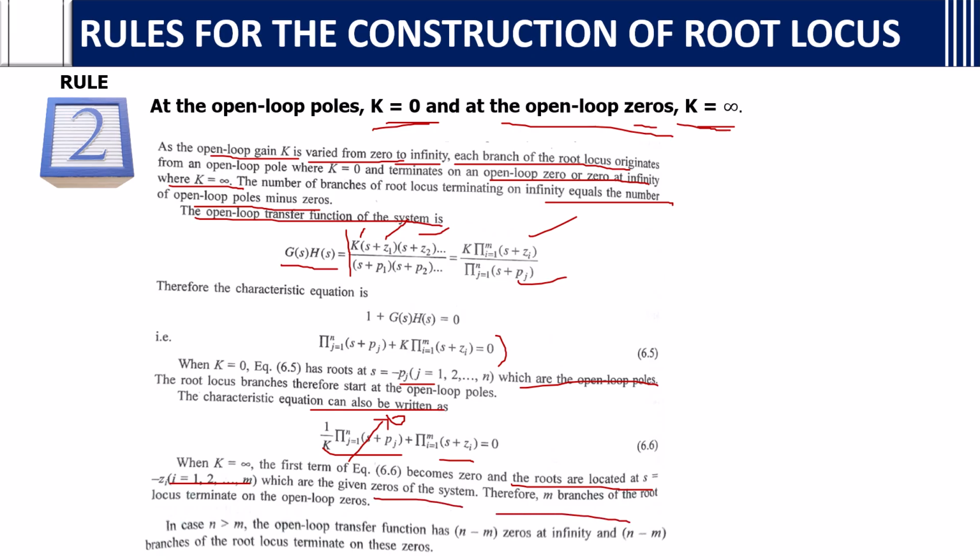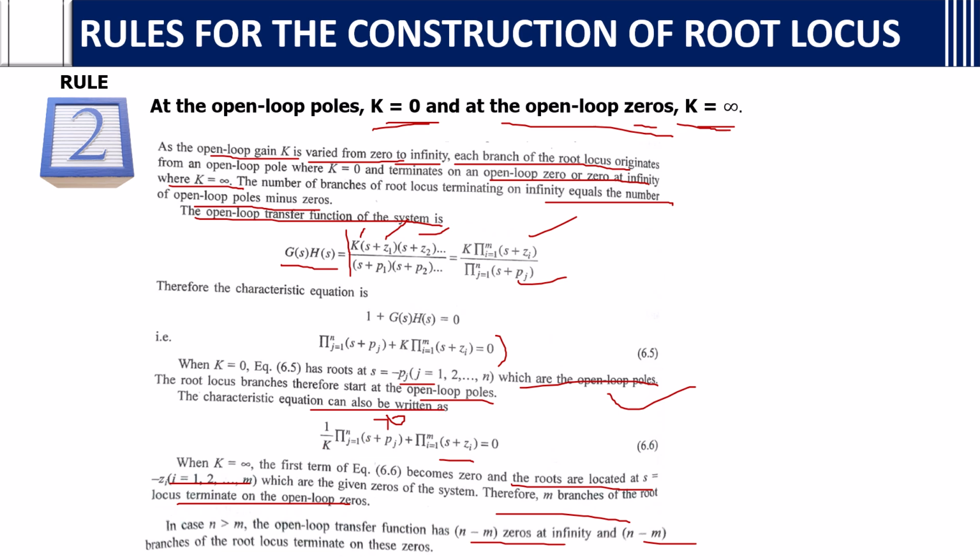Therefore, m branches of the root locus terminate on the open loop zeros. They terminate at open loop zeros and they start at open loop poles. So in case n is greater than m, the open loop transfer function has n minus m zeros at infinity, and n minus m branches of the root locus terminate on these zeros.